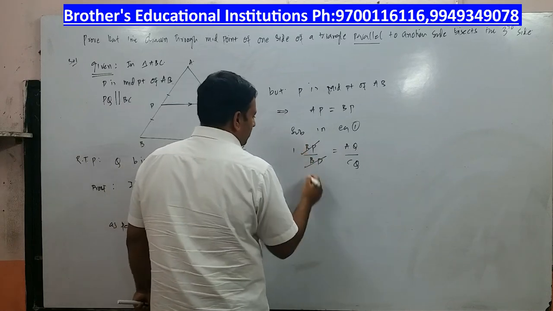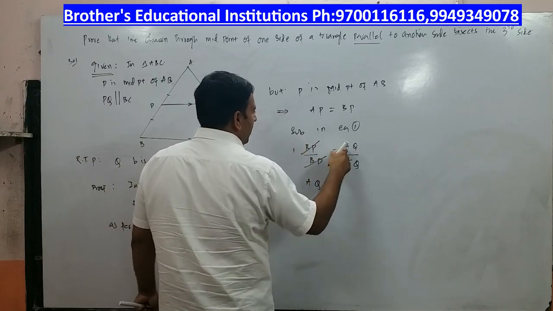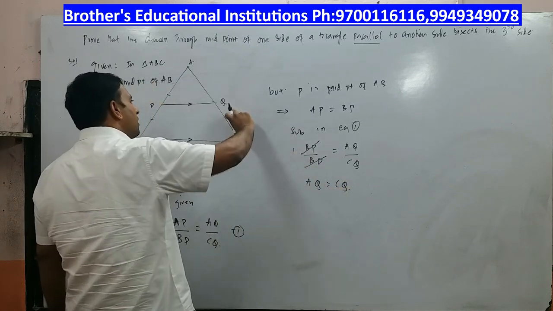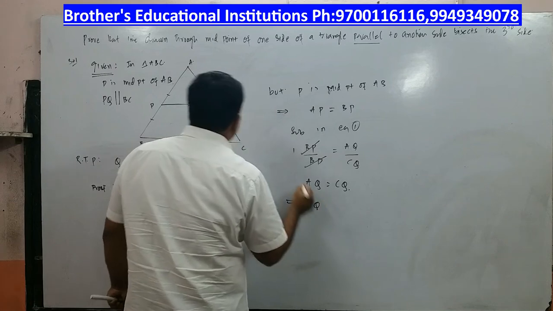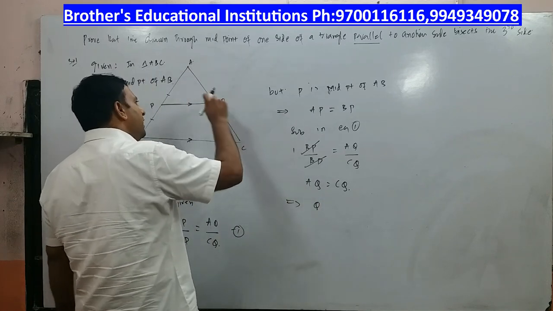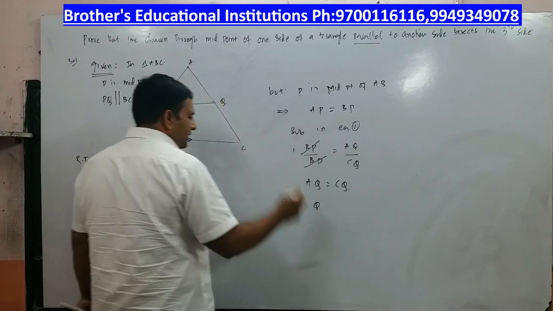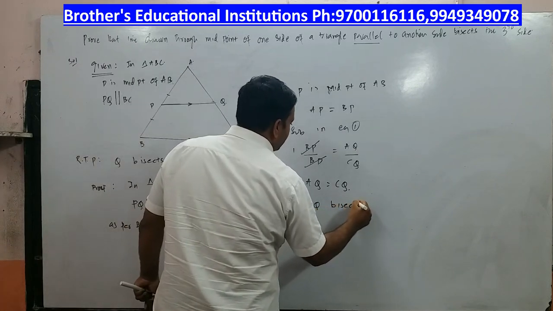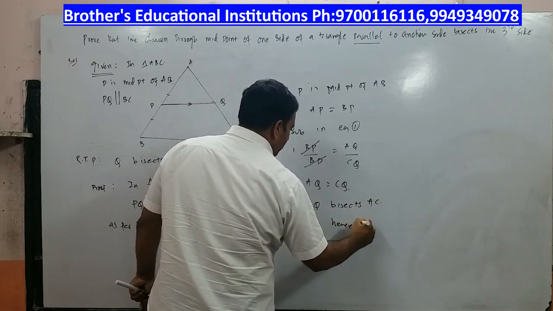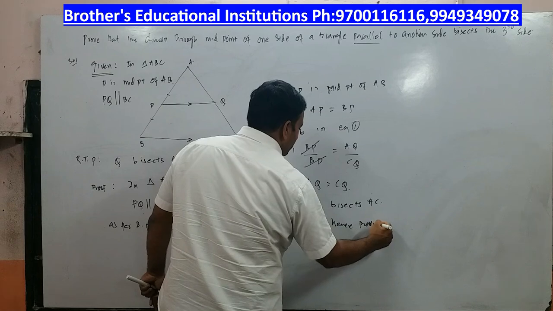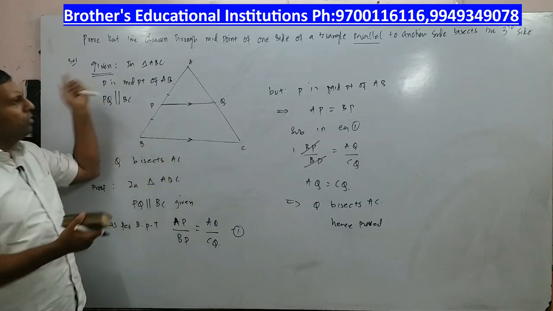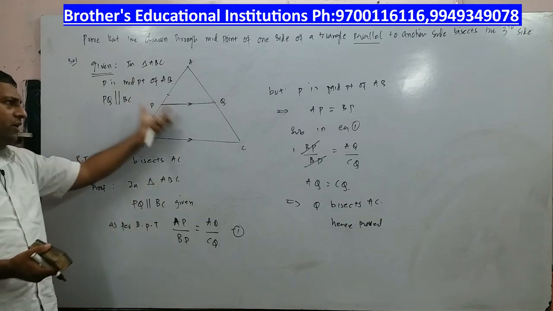You have 1 here, cross multiply, and when you cross multiply, AQ will be equal to what? CQ. What do you mean by AQ is equal to CQ? It means this distance is equal to this distance. When this distance is equal to this distance, it means this Q bisects AC. Hence, proved. Okay, children. So you understood how this problem is done. What is important is how you construct. When only a sentence is given to you, you need to construct everything on your own.